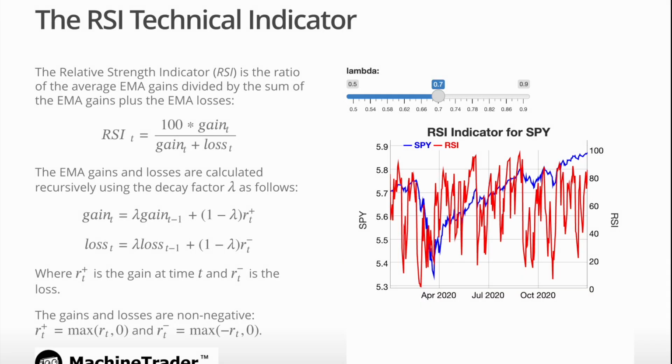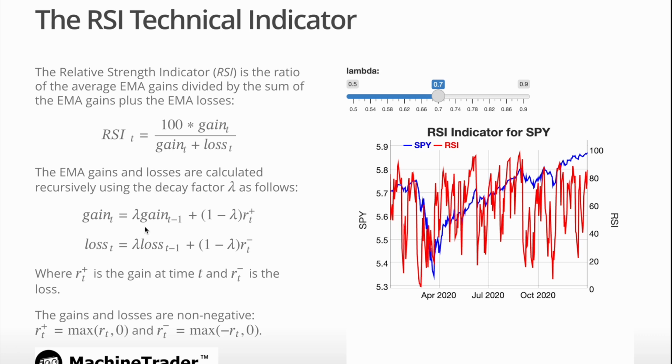Another cheap or rich and cheap indicator is the relative strength indicator, the RSI. It's calculated as a ratio of the average gain divided by the gain plus the loss. So the value of the RSI is between 0 and 100. When the gain is very large, it reaches close to 100, and when the gain is very, very small, it's closer to 0.